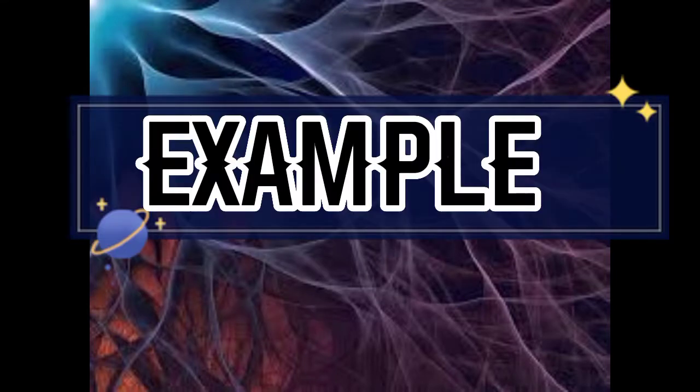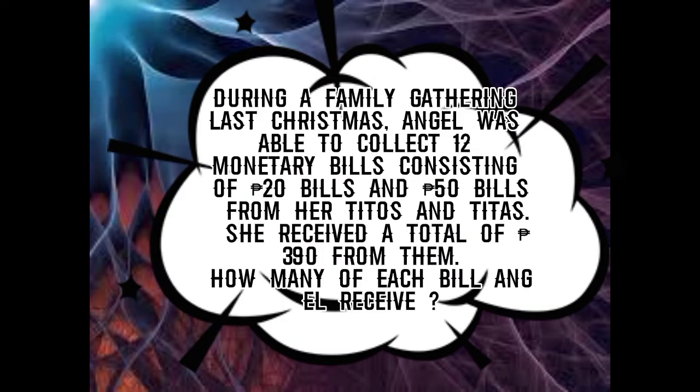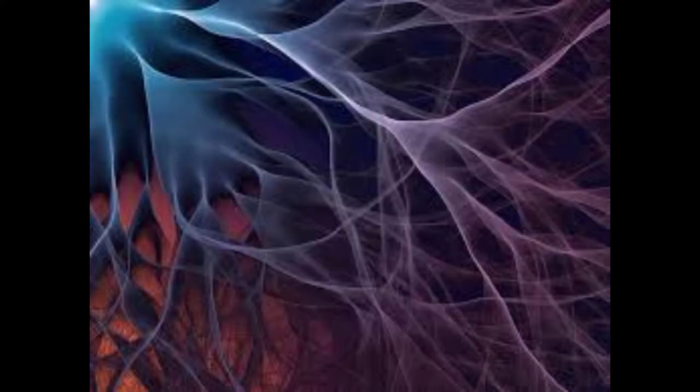Now, let us consider some illustrations. For example, number 1. During a family gathering last Christmas, Angel was able to collect 12 monetary bills consisting of 20 pesos bills and 50 pesos bills from her titos and titas. She received a total of 390 pesos from them. How many of each bill did Angel receive?